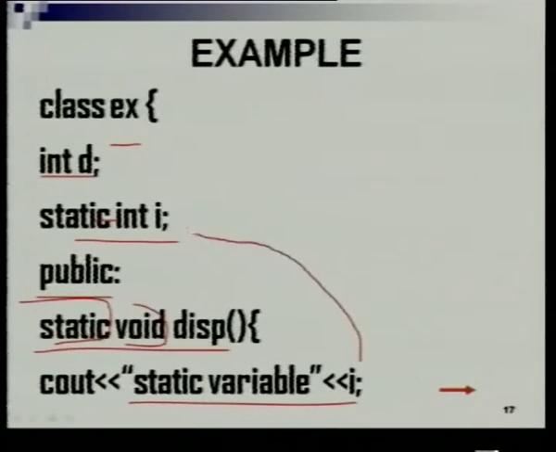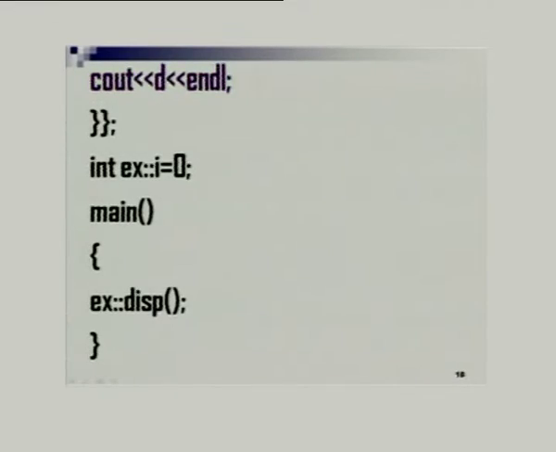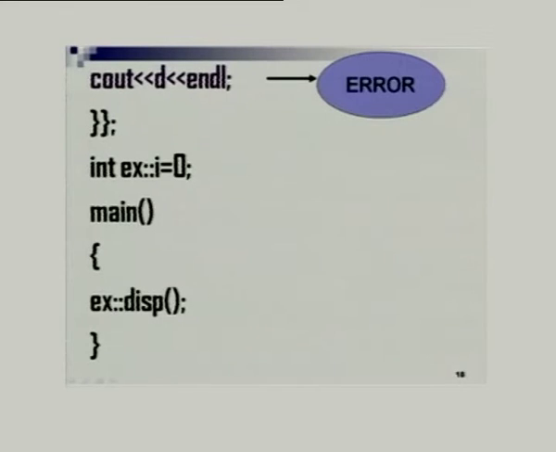This static variable has been taken from this part. This is perfectly allowed because a static member function is supposed to access only static variables. But here if you see, it is also displaying the variable D. Variable D is not a static variable. So, this will definitely lead to an error in the program. This is because static member functions can access only static variables. D is a normal variable, I is only a static variable. So, if this type of access is allowed in the program, it will lead to an error.